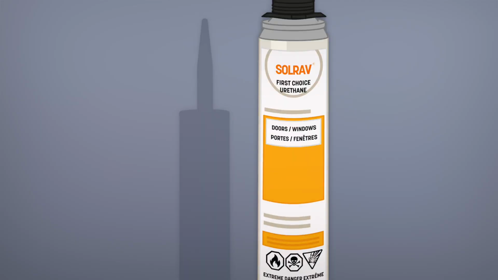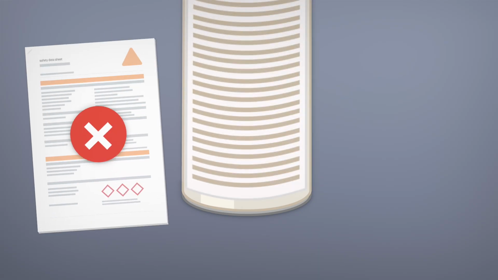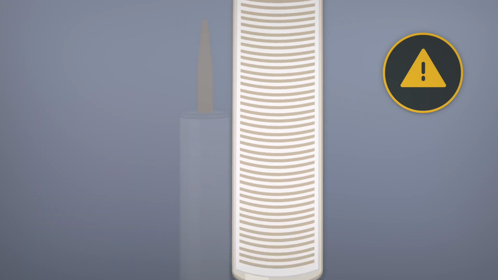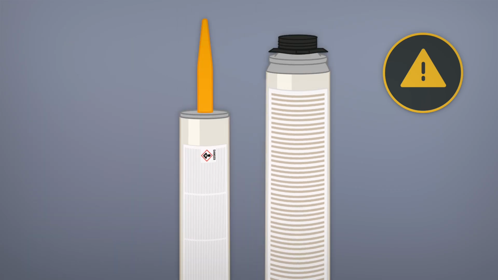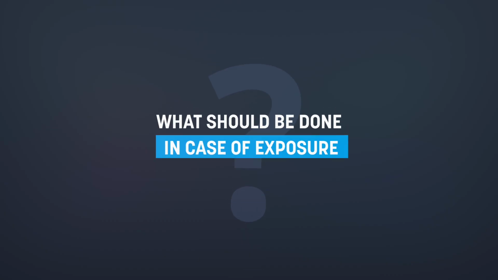If we look at this bottle of urethane, it has pictograms, but they are different because it's a consumer product, meaning it's intended for domestic use. Since consumer products are not part of WHMIS, the supplier is not required to provide an SDS, but it is still dangerous. Its label contains the information you need to protect yourself. Whether a product is part of WHMIS or not, you should always familiarize yourself with the hazards it poses before you start using it. Third question: what should be done in case of exposure?